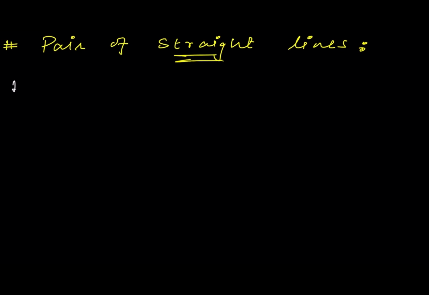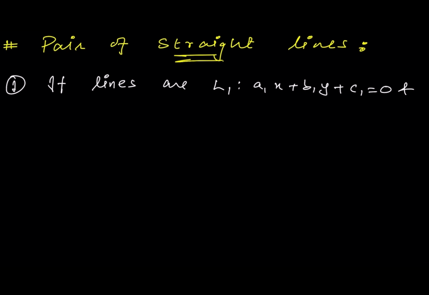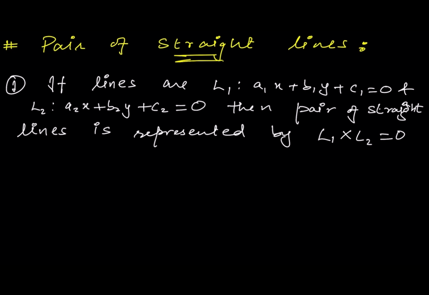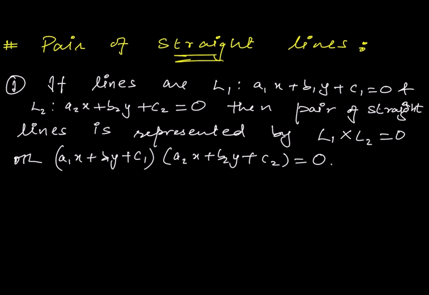So point number one is, if the lines are L1: a1x plus b1y plus c1 is equal to 0, and L2: a2x plus b2y plus c2 is equal to 0, then the pair of straight lines is represented by L1 into L2 is equal to 0, or (a1x plus b1y plus c1) into (a2x plus b2y plus c2) is equal to 0.